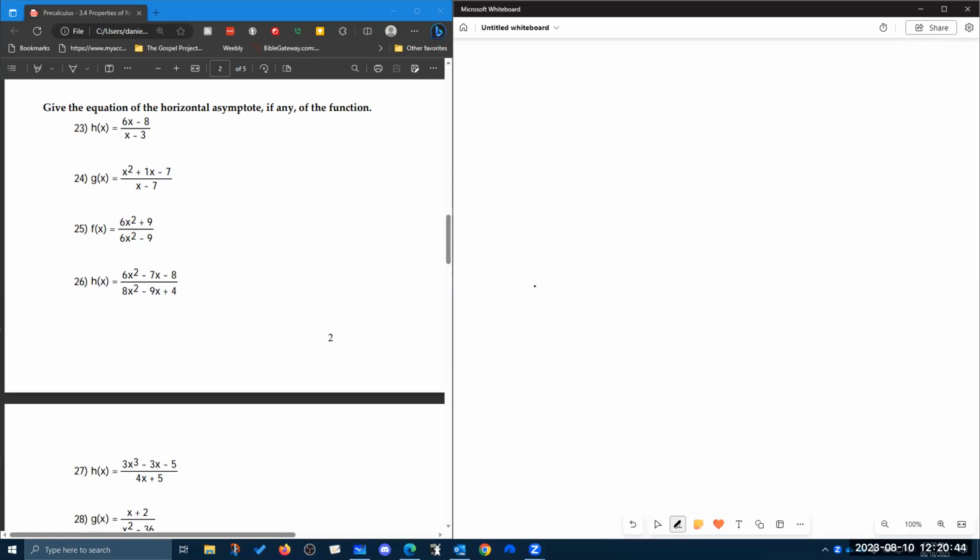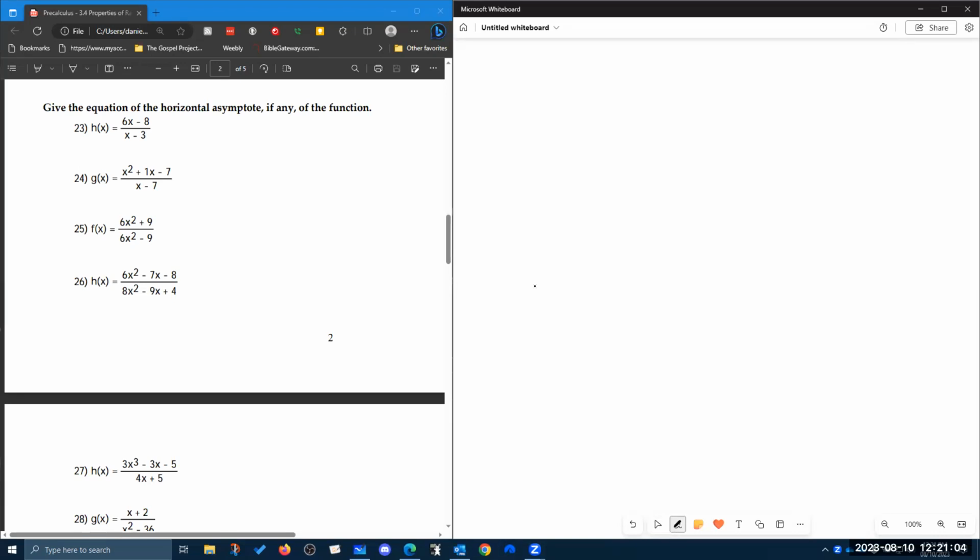To help us determine the degree of the numerator and denominator, and to help us find these horizontal asymptotes, we would usually like to write the numerator and denominator in descending order of exponents before we begin this process, if they are not already written that way.